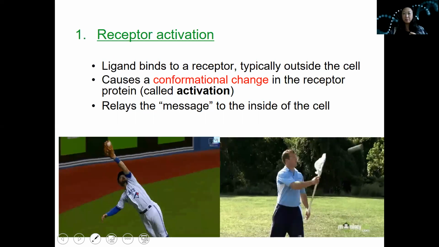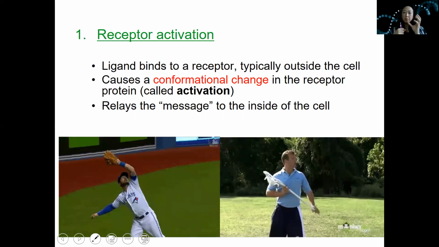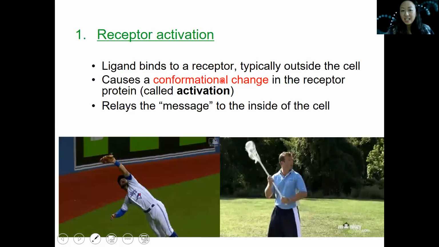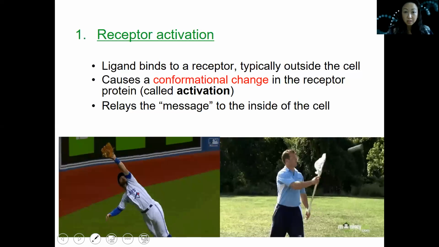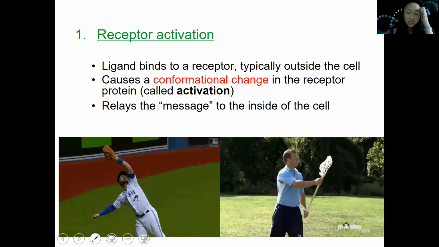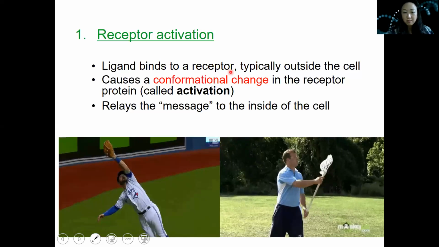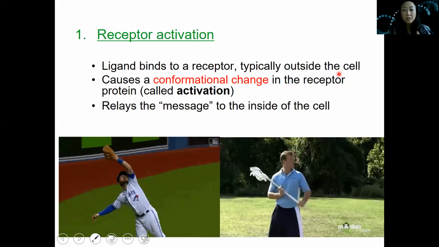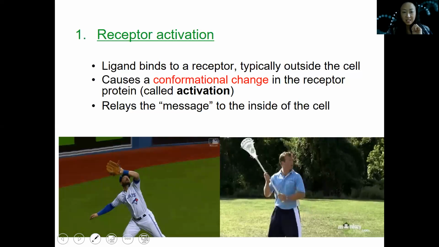Same thing. When the ligand binds to the receptor, there's actually a conformational change. What is a conformational change? That means it changes its structure. Remember again, structure determines function in a protein, yes. So receptor activation is when the ligand binds to a receptor, okay? And this is typically outside of the cells, but we're gonna talk about two kinds, okay? One is outside, one's inside, that's coming up.